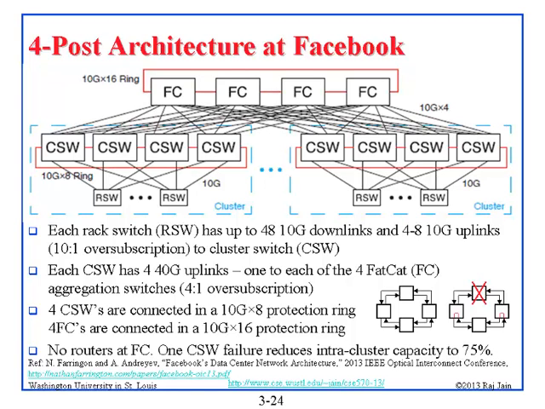So they have these rack switches, and they have 10 gigabit links going up to cluster switches. You see, each rack switch is connected to each of the 4 cluster switches. The cluster switches are connected by 4 40-gig uplinks to each of the 4 fat cats, FCs. These are real big switches. 40 gig, by 4. So it's not by 2, it's by 4.